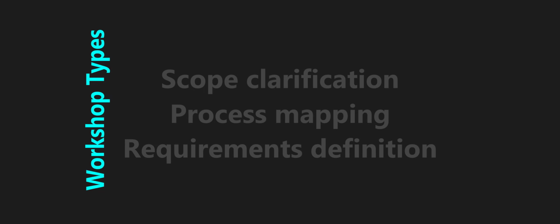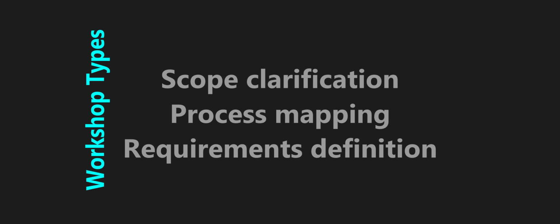So, what are the common workshop types? Usually at the beginning of the project, you can facilitate a scope clarification workshop. The second type of workshop is process mapping. This is where you capture either the current or future state process. And the third is, of course, requirements definition.